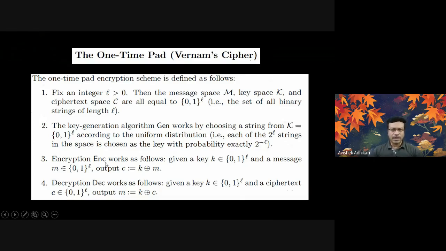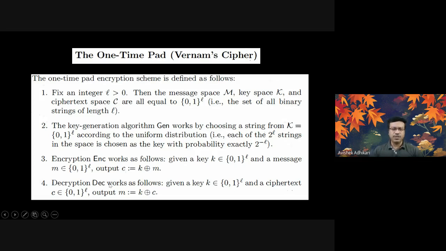Okay. Encryption. The encryption works as follows. Given a key K, which is basically an L-bit binary string, you can understand this as 0, 1, 0, 1 up to L bits long. And the message M is also L bits long. Output will be C equal to K XOR M. That means it will be done bitwise. So K is nothing but K0, K1, up to K(L minus 1), and M is basically M0, M1, up to M(L minus 1), and do the component-wise bitwise XOR. Whatever the output will be, an L-bit long ciphertext.